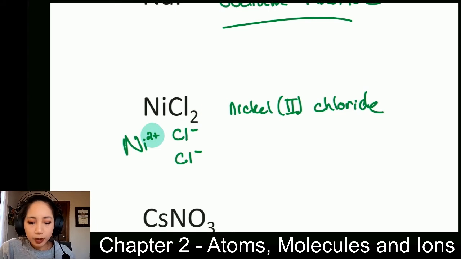So in this example, nickel is a transition metal, so we must use the stock system and indicate its charge. You have to do a little bit of work and inspect its chemical formula to determine what the charge of nickel has to be to make that compound overall neutral.